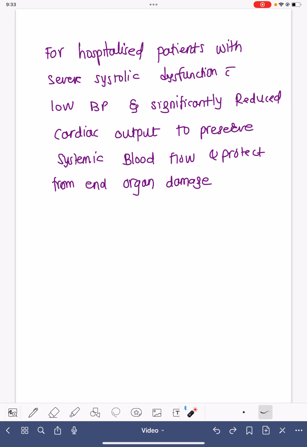So in short, injection dobutamine is an excellent drug with very minimum usability, and it is only usable for hospitalized patients with severe systolic dysfunction, with low blood pressure, and with significantly reduced cardiac output, especially because of reduced cardiac contractility. And the target is to preserve the systolic blood flow and protect against end organ damage till the definitive options are done, like IABP or bypass or revascularization. So this is all about dobutamine. Thank you.